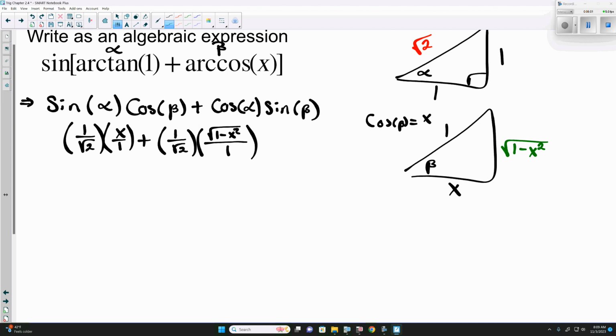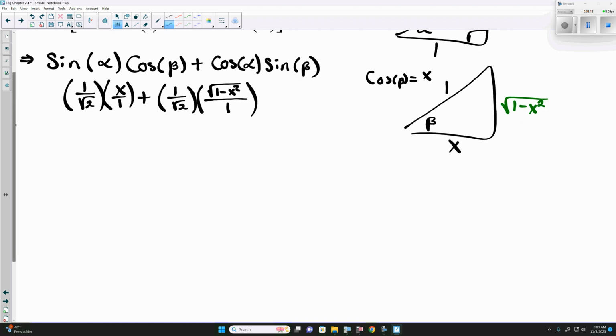Questions on this here? So it's all based off these triangles, and a lot of this in the last few that we did, or the ones we ended yesterday with, is really we set the triangles up, we use the triangles. Now at this point here we multiply together, so we'll get x over square root of 2 plus square root of 1 minus x squared over the square root of 2.